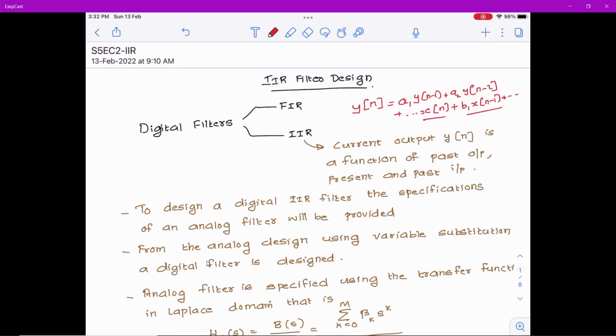IIR filter design is a bit different from FIR filter design. In FIR filter design, we know there is a linear phase filter. For a linear phase filter, just take the inverse Fourier transform or inverse DFT and you will get the impulse response. If you want, you can multiply it with windows so that it is truncated. IIR filter design is a bit different. The difference is like this. To design a digital IIR filter, the specifications of an analog filter will be provided.